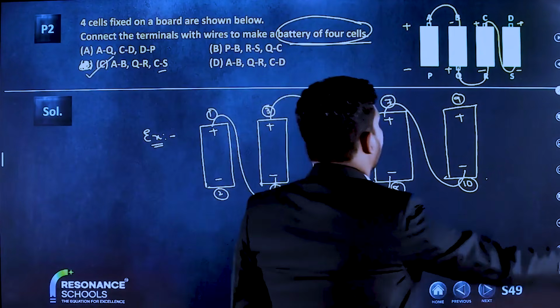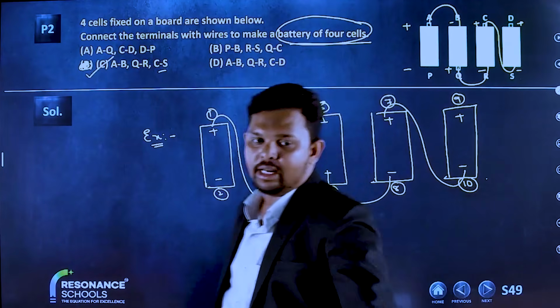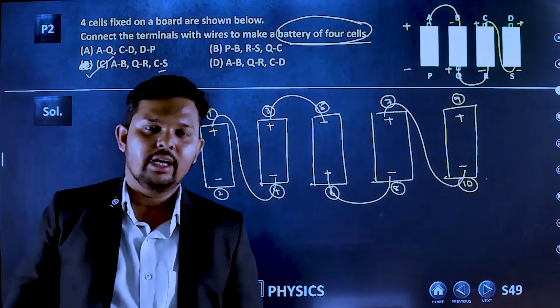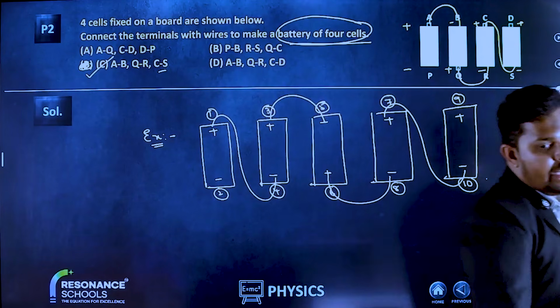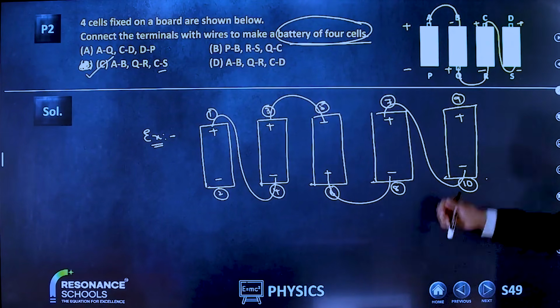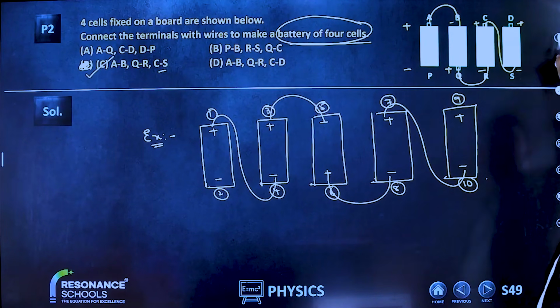Okay, we can connect it, no doubt. So here D to P also we can connect, but no need. Now the battery is ready. Everyone got this? Okay. Let's go for the next question. Is the speed okay, everyone? Okay, fine. Let us go for the next question.